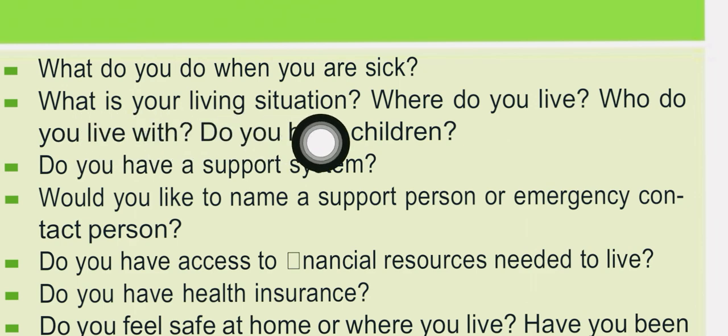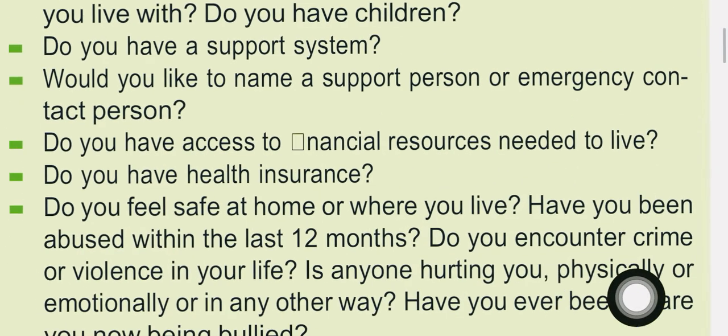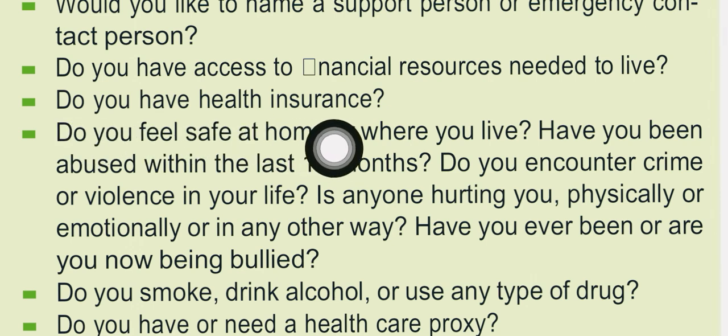What is your living situation? Where do you live? Who do you live with? Do you have children? Do you have a support system? Would you like to name a support person or emergency contact person? Do you have access to financial resources needed to live? Do you have health insurance? You know, in USA, everyone has health insurance. So this question is related to that.